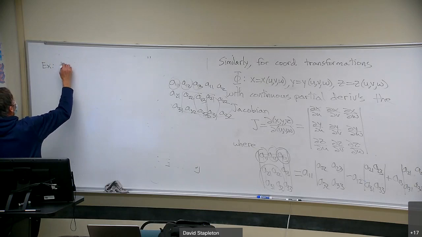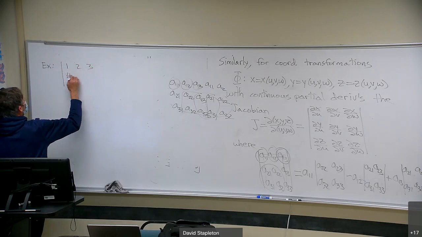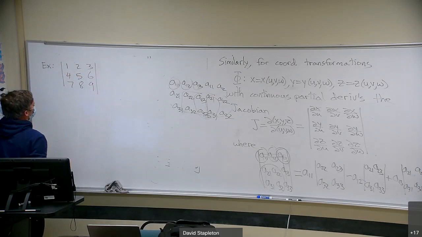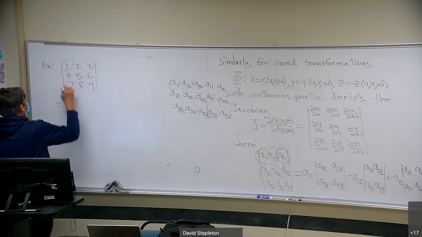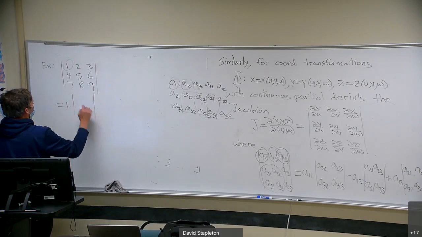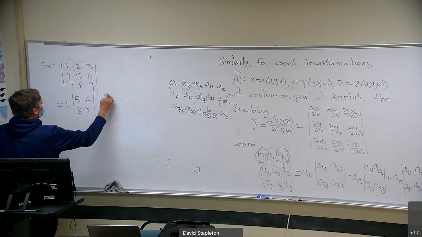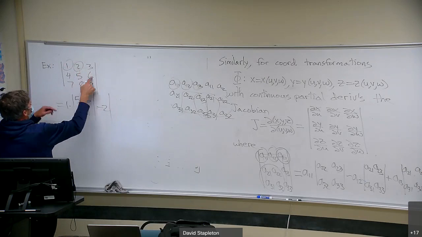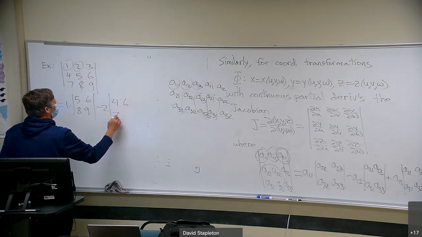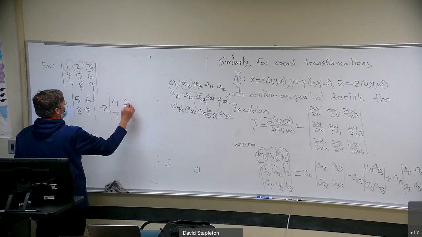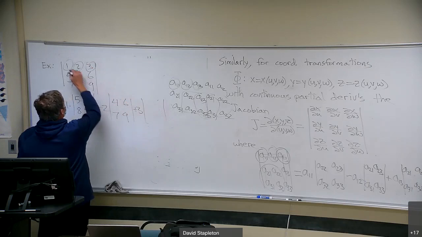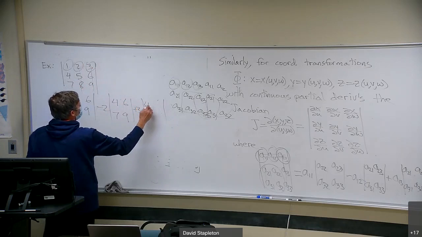Here's my favorite one: 1, 2, 3, 4, 5, 6, 7, 8, 9. Suppose I put the first 9 numbers into a determinant. I wonder what that comes out to be. Well, you take this one, 1, times the determinant got by wiping out its row and column, so it's 5, 6, 8, 9. Then you subtract this one, 2, times the determinant got by wiping out its row and column, 4, 6, 7, 9. Then plus this one, 3, times the determinant 4, 5, 7, 8.